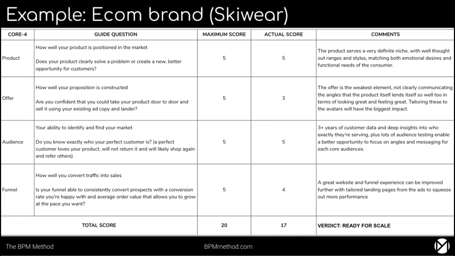So when we did the Core 4 grading, overall this store scored a 17 out of 20. And although the product was great, the audience great, the funnel was pretty good, their biggest opportunity was actually on the offer. It wasn't clearly communicating all the possible angles for the product, the emotional reasons why someone would want to buy, the functional benefits, and we wanted to really work that a lot harder. And that for me was one of the key reasons why we were able to scale this client up.